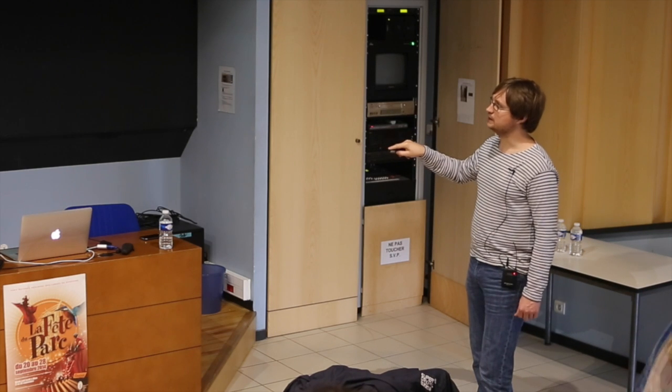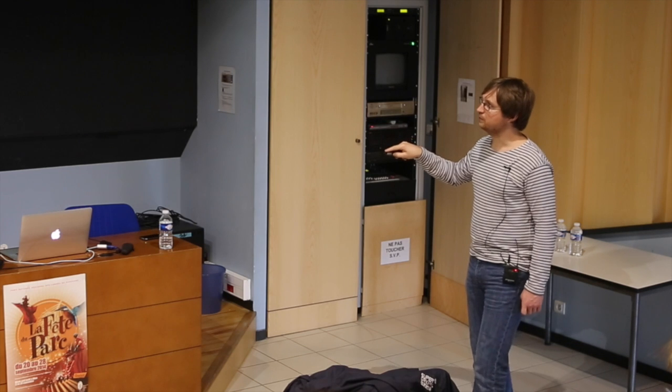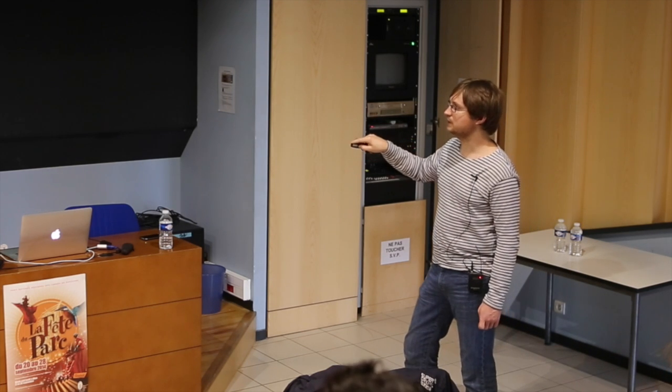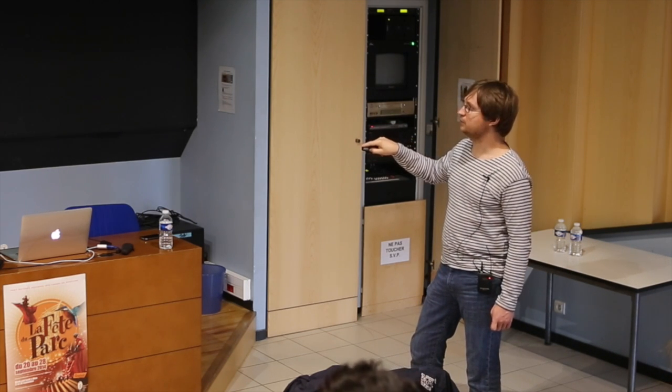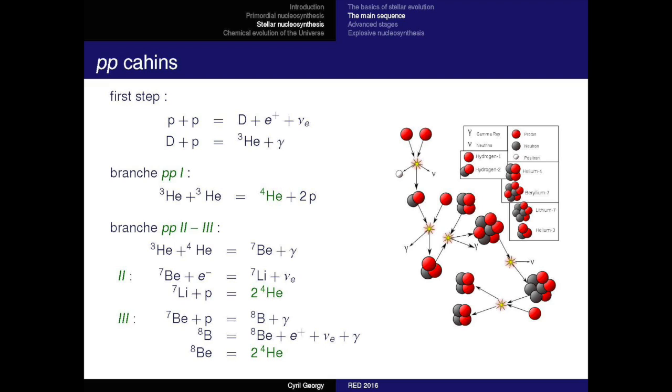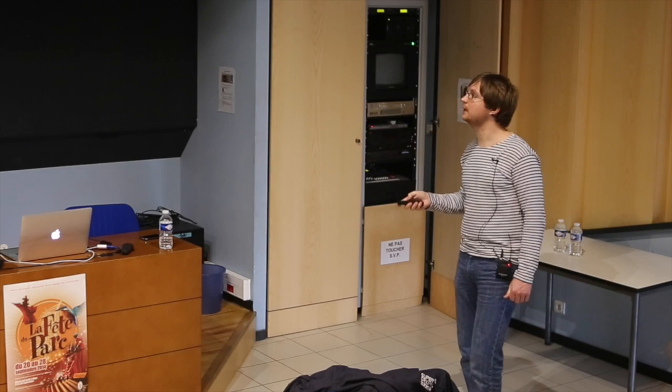The other way is to go through the pp3 chain that takes the beryllium-7 plus 1 proton, making boron-8 that will take a positron and make something that will disintegrate, making beryllium, and then the beryllium will disintegrate into helium-4 as well.